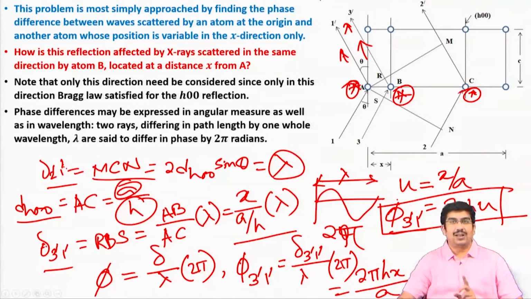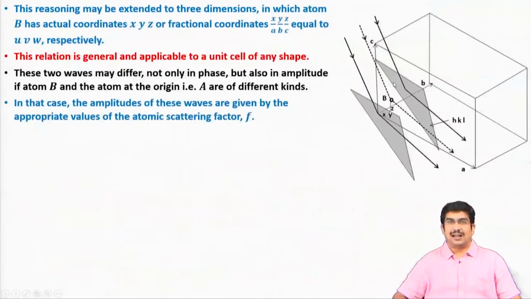Remember this, h here denotes the planes which are satisfying the Bragg's condition. That means the diffraction is happening from the plane denoted by this h, and this u here denotes the position of this second, arbitrarily chosen atom. So, up to here we discussed in the last class, and today we can extend this.